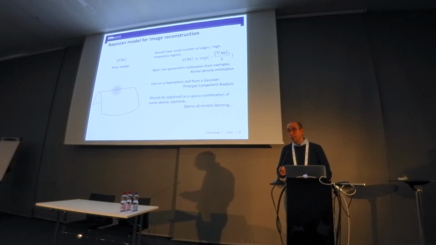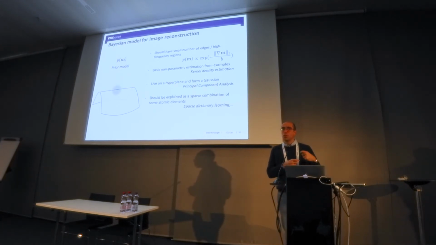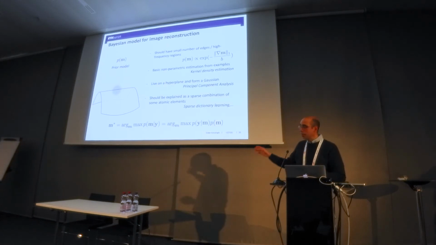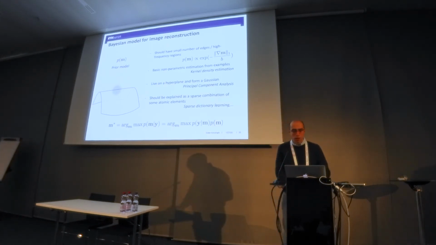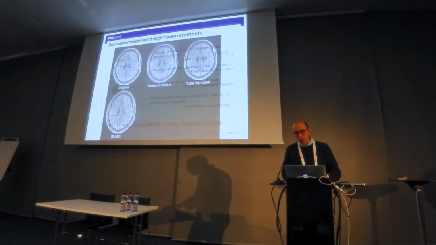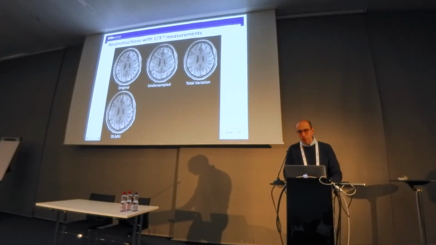You can even go fancy and really start using sparse dictionary learning to have some kind of atomic elements and sparse decomposition of the images, and so on. Essentially, with all these things, you solve exactly the same problem. The only thing that you really change is this prior guy right here, basically adding more and more capabilities into the prior guy.